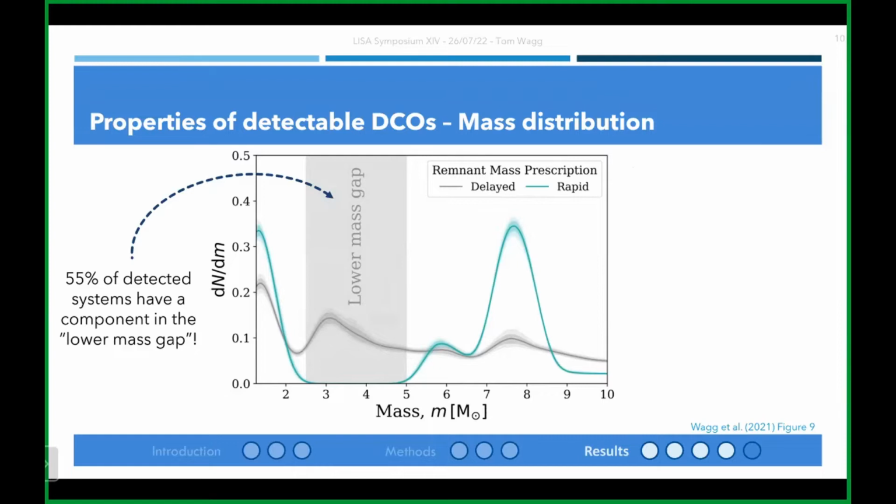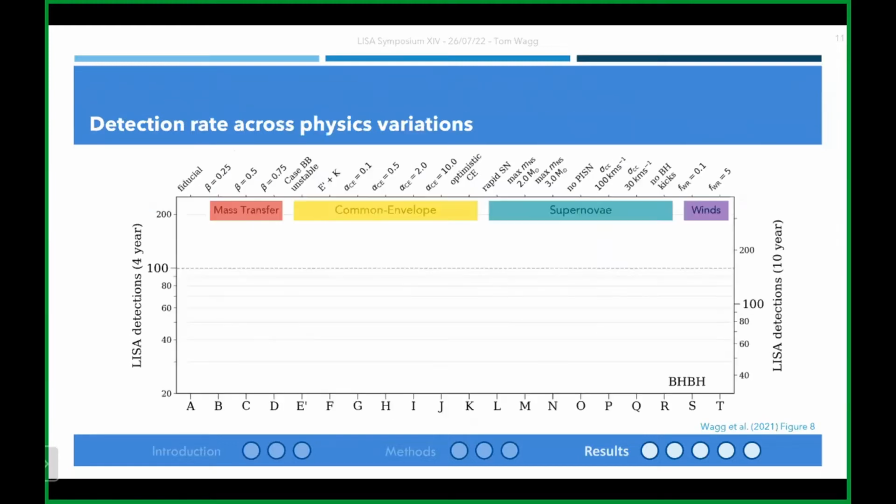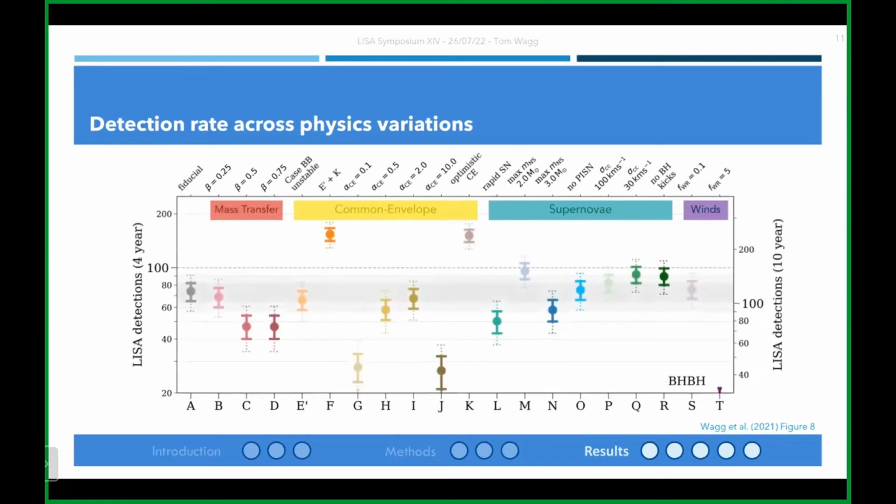And then the last plot that I want to show you is our detection rate across different physics variations. We've got these 20 different physics variations. We've got things that focus on mass transfer, common envelopes, supernova physics, and stellar winds. I'm not going to go through all 20 in detail because I'm not sure anyone would enjoy that. But what I want to highlight here is just how different the detection rate is across different assumptions.